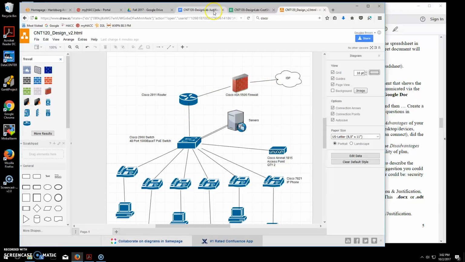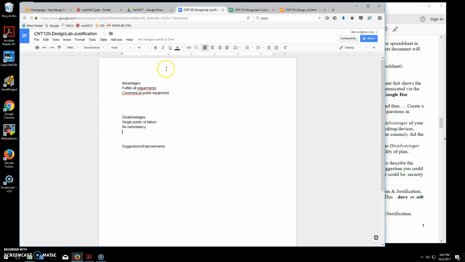We're thinking of the goods and bads of our plan. Get those ideas down, and then we can come back and work this into a couple sentences or a paragraph or two on each area. The last thing I want to do is think of what suggestions and improvements to make. Obviously, I could add a redundant connection to the ISP, add a redundant switch, add a UPS for that, and so on.